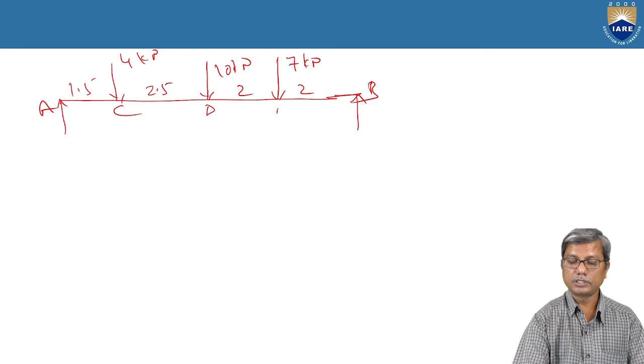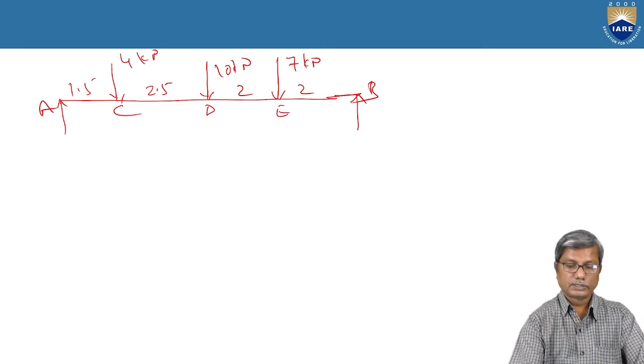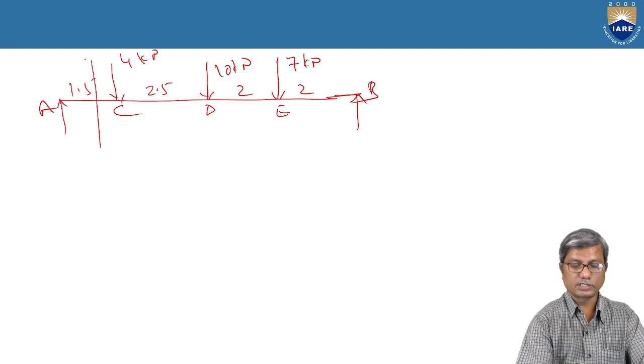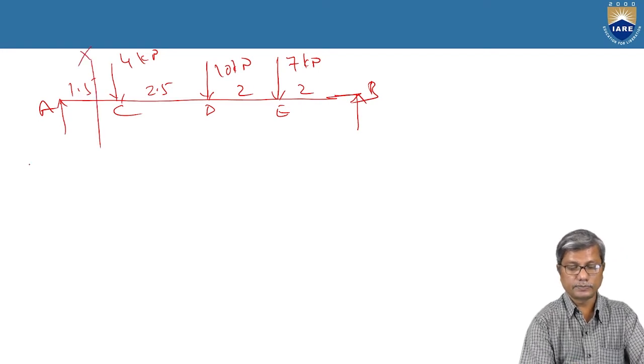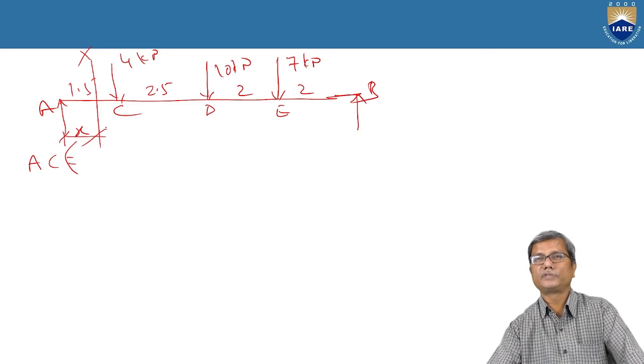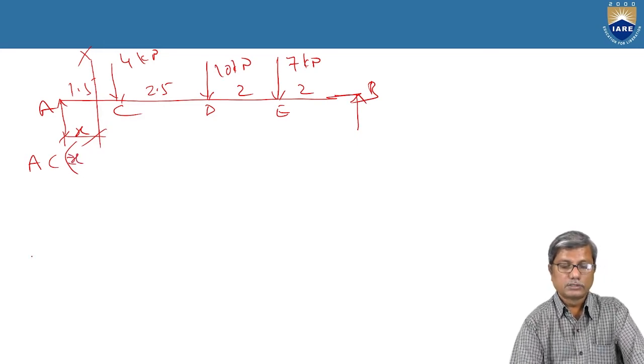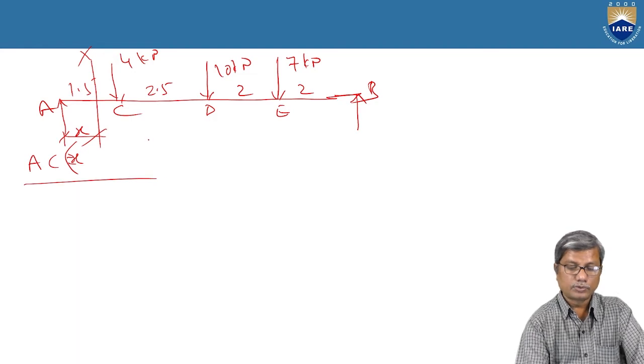A, B, C, D, E. Is it clear? Now, consider different sections here. First, consider a section in portion AC, and take the origin from the left, A. If you observe this, in this portion X varies from 0 to 1.5.